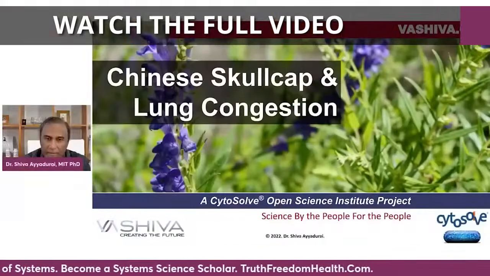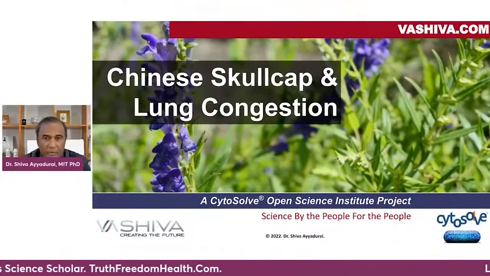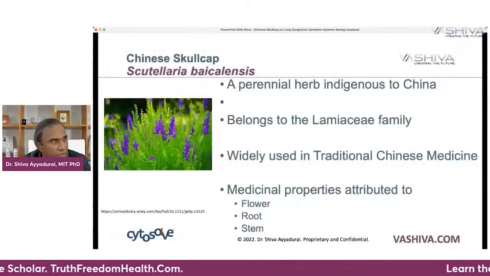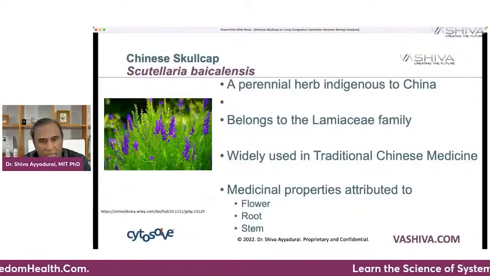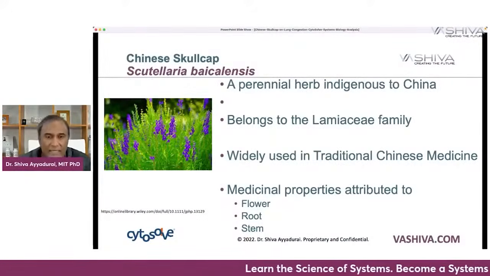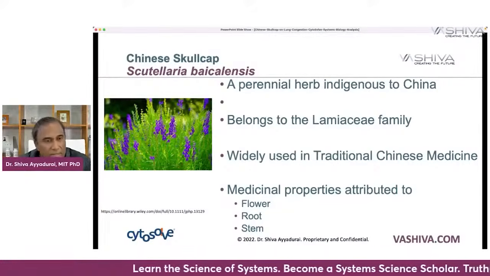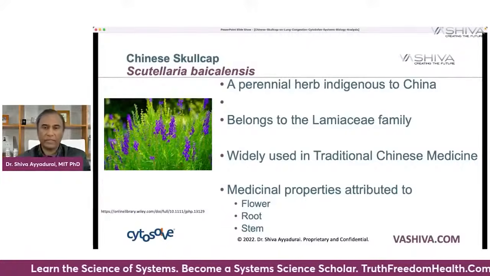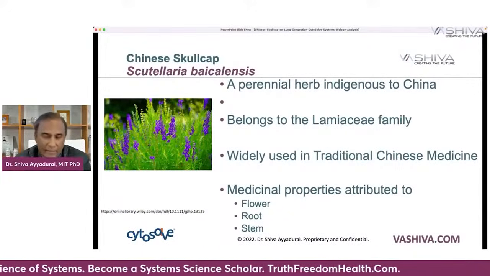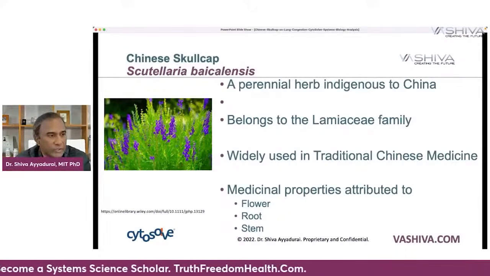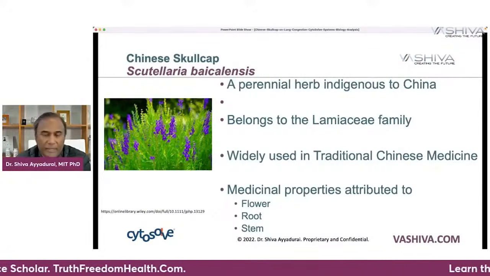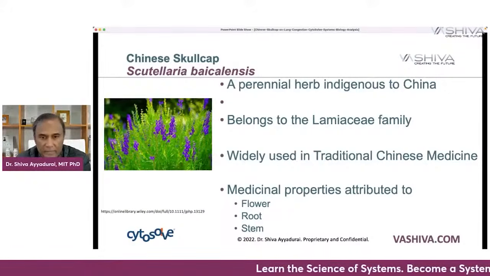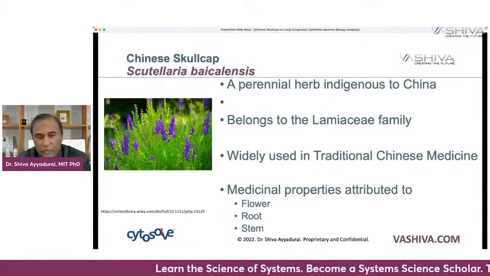We're going to continue that series on lung congestion today, but today we're going to be looking at another very interesting and powerful herb. It's a Chinese herb called Chinese skullcap. First of all, Chinese skullcap is called Scutellaria baicalensis. It's a perennial herb. It's indigenous to China, and it belongs to the Lamiaceae family, and it's widely used in traditional Chinese medicine. And the properties that are attributed to its benefits are the flower, the root, and the stem.